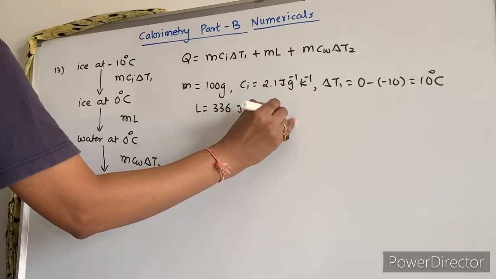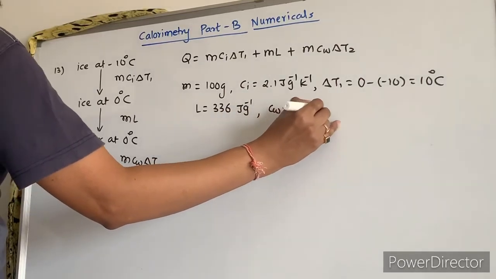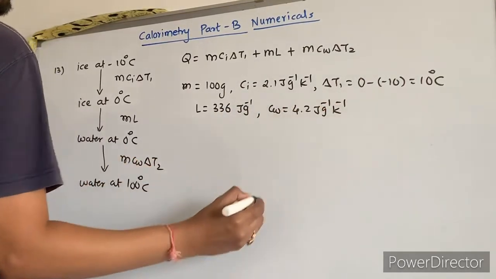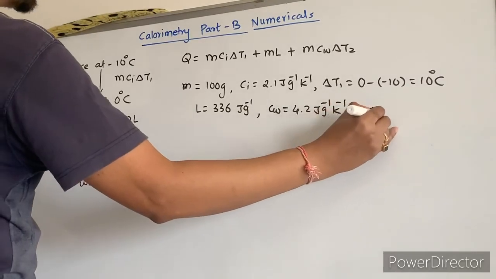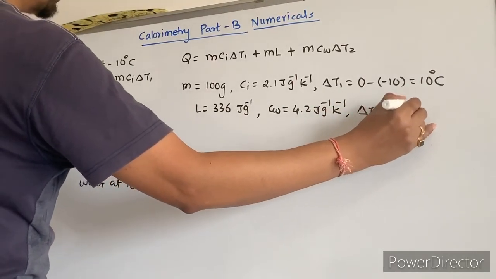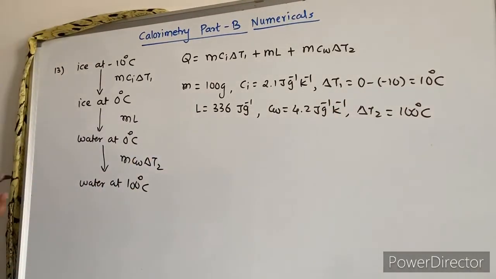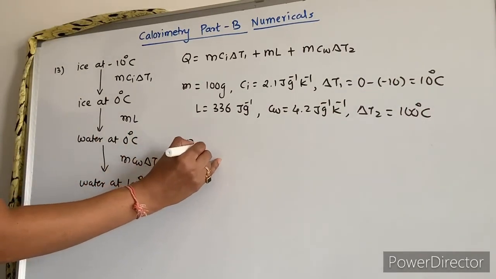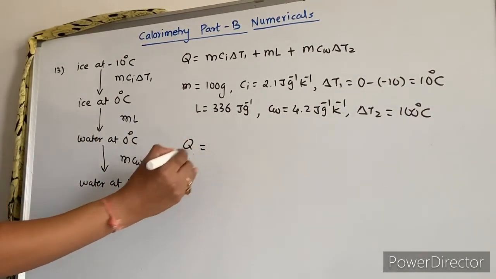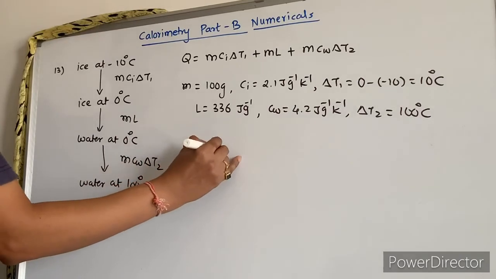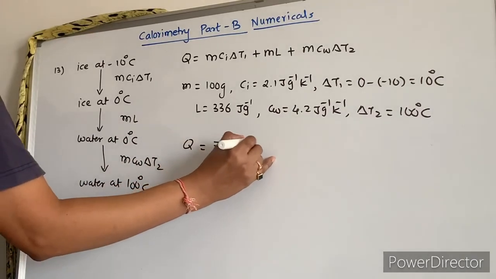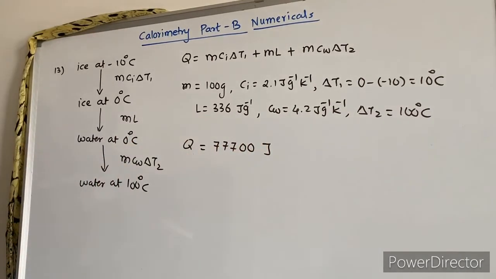CW is given as 4.2 joule per gram per Kelvin. And your delta T2 is 100 degrees Celsius. They want Q. So if you substitute the values, it comes to 7.77 into 10 raised to 4 joule. This is about the 13th. Now check the 14th sum.